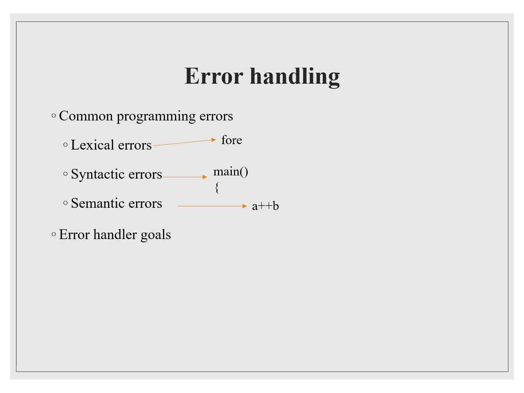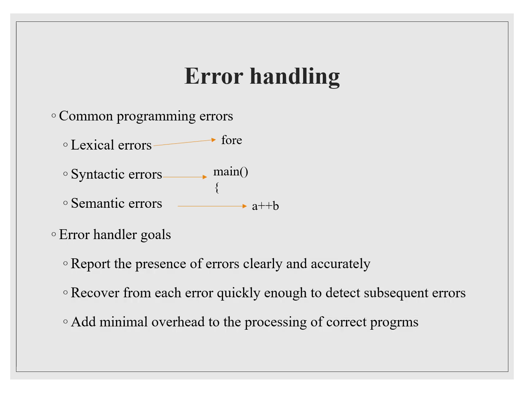So these errors, okay, so we have something called the error handler in a parser, which has goals that are simple to state but challenging to realize. These goals are: report the presence of errors clearly and accurately; recover from each error quickly to detect subsequent errors. Okay, time is very important. Add minimal overhead to processing of correct programs.